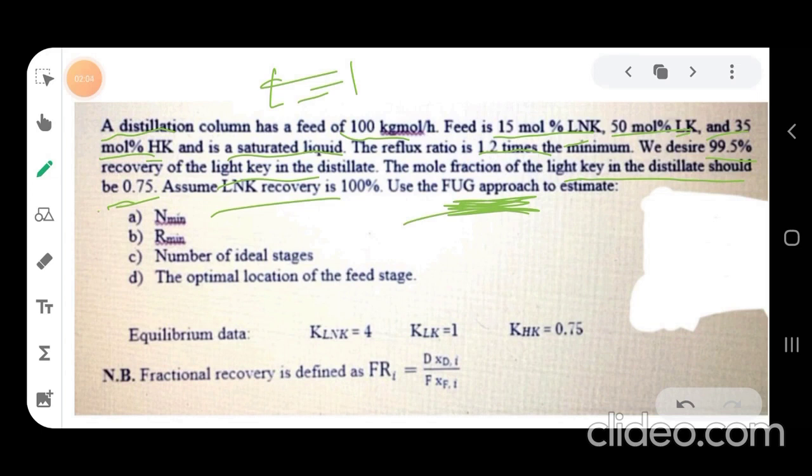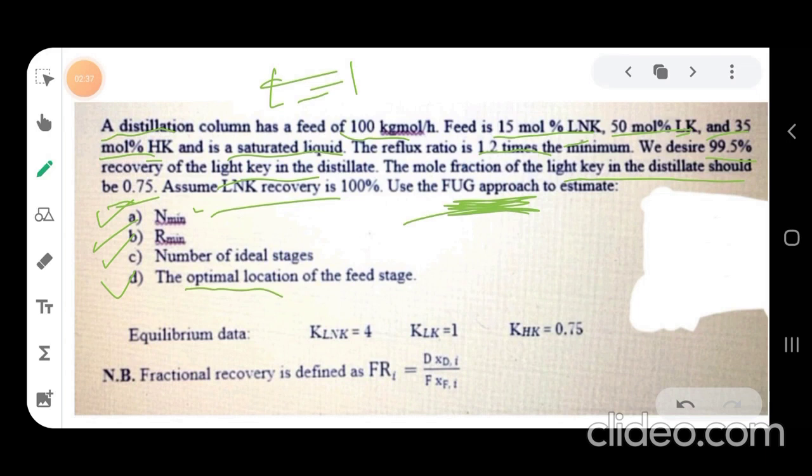So in part A, he wants me to determine N minimum. Part B, he wants me to determine R minimum. Part C, the number of ideal stages, theoretical stages. And part D, the optimal location of the feed. Okay, so part A, it is FUG, so part A, N minimum, is Fenske; part B, R minimum, is Underwood; part C, the number of stages, is Gilliland; and part D, the optimal location of the feed, we are going to use the Kirkbride correlation.